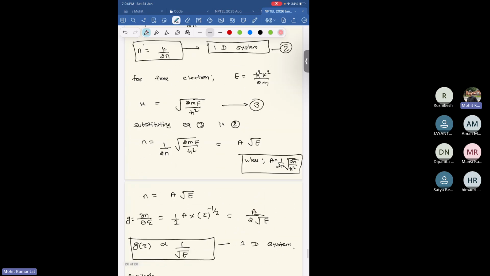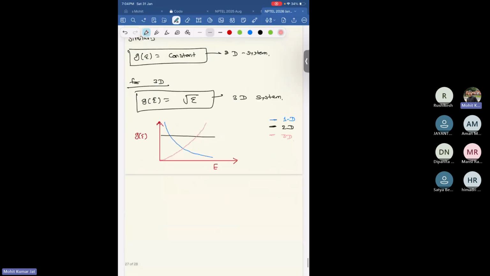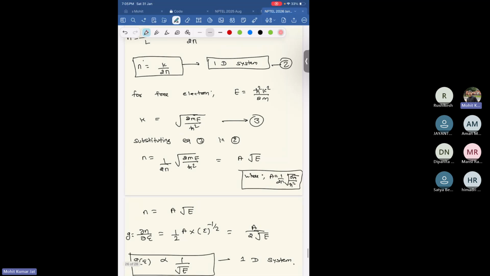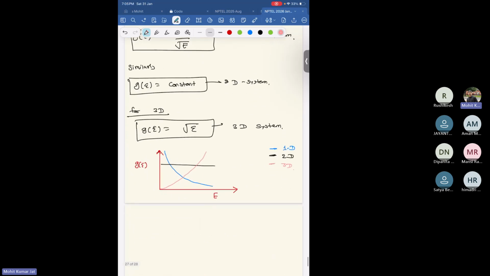So the correct response is C. So G(E) goes as inverse of square root of energy. Is there any doubt or question on this one? The way we calculated the density of states and the energy expression? Okay, if there is no question, then maybe we'll end this class, and I'll see you in the next class.